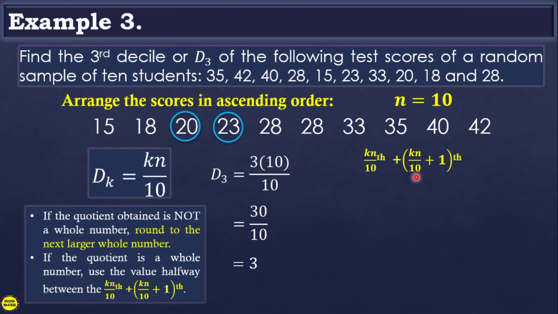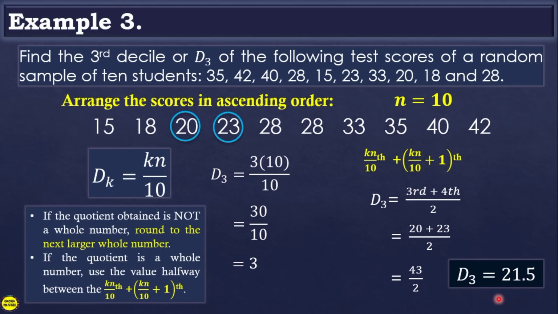So, let's get their halfway. So, we just add the two of them. The third value is 20 and the fourth value is 23. So 20 plus 23, that is 43, divide by 2. So the third decile is 21.5. So remember, when the value we computed is a whole number, we take the two positions, the one we computed and the one after it. And then we get the halfway. Okay? Next.